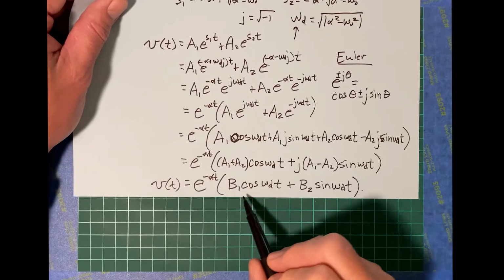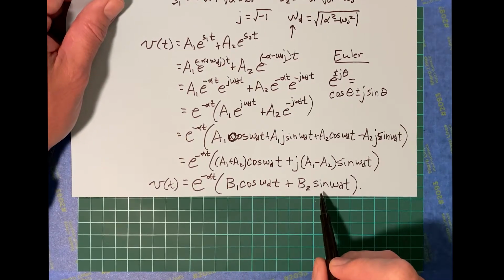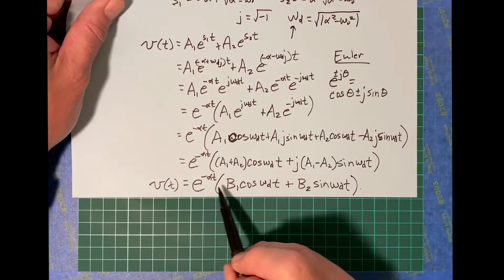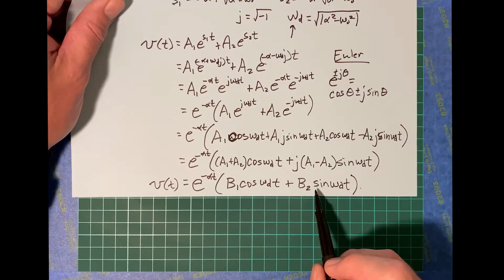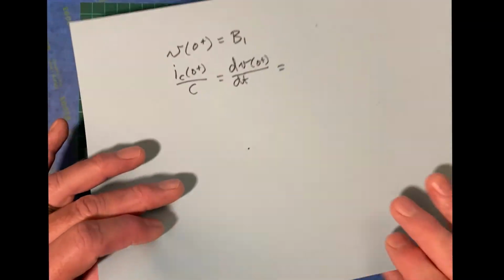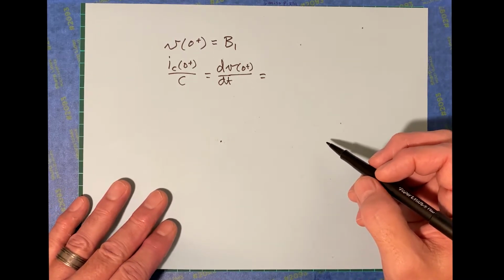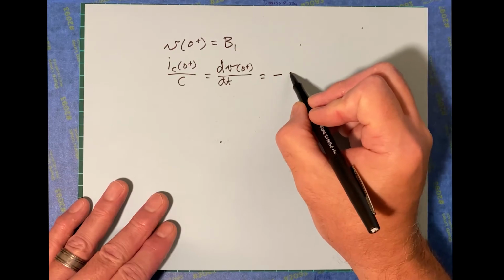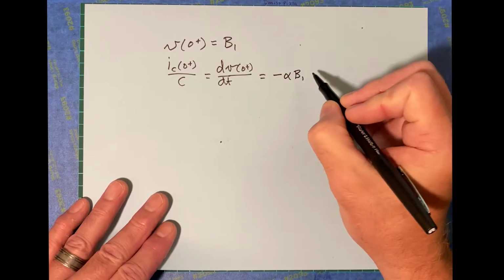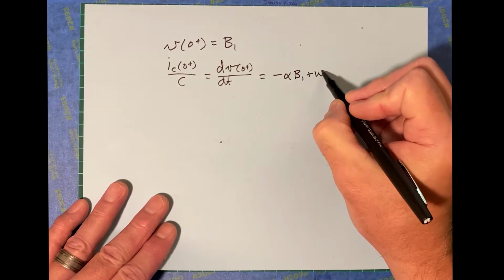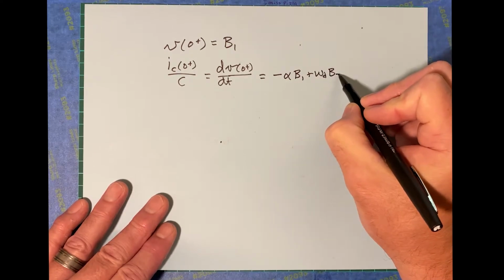Go back here, take the derivative of this. You've got products here, so you're going to have to use a product rule to take that derivative. But when you take the derivative and when you evaluate it at t equals 0, you end up with this, minus alpha times B1 plus omega sub d times B2.